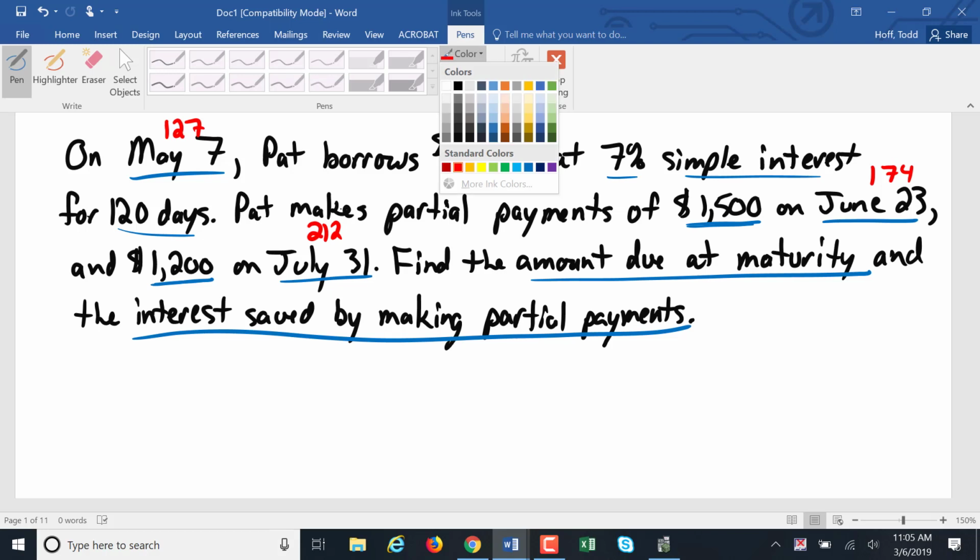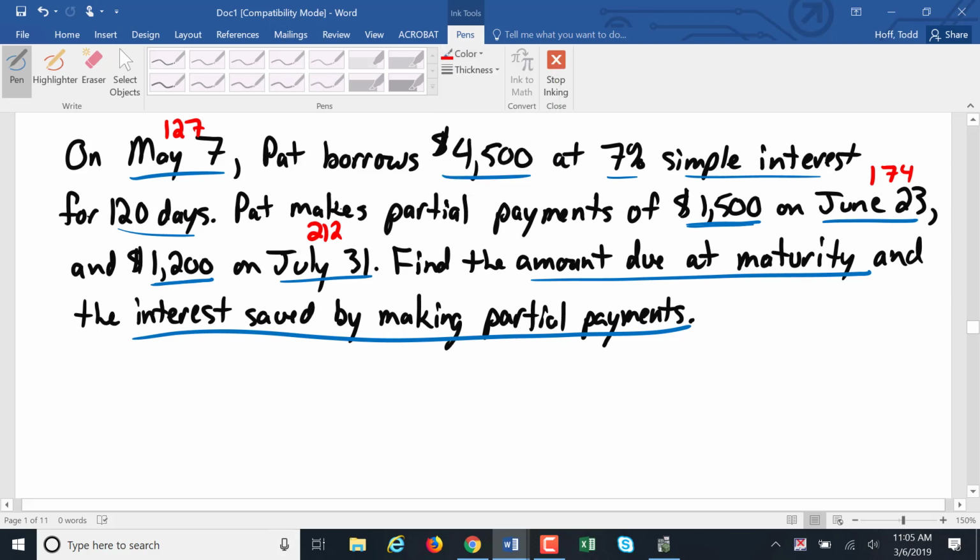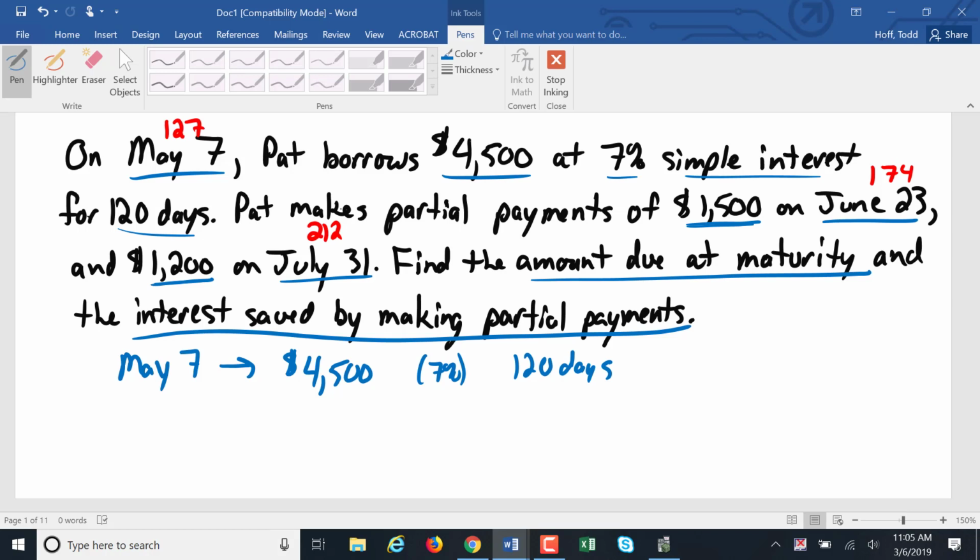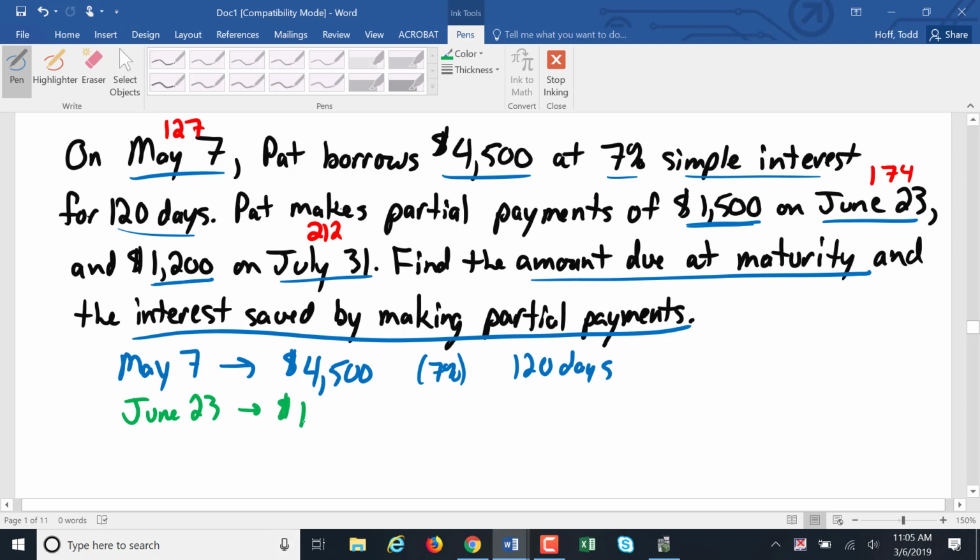So now let's go down through and break off what's going on here. We have, of course, May 7th. We had the origination of the loan, so $4,500, 7%, 120 days. Our next action is on June 23rd. That is that payment of $1,500.